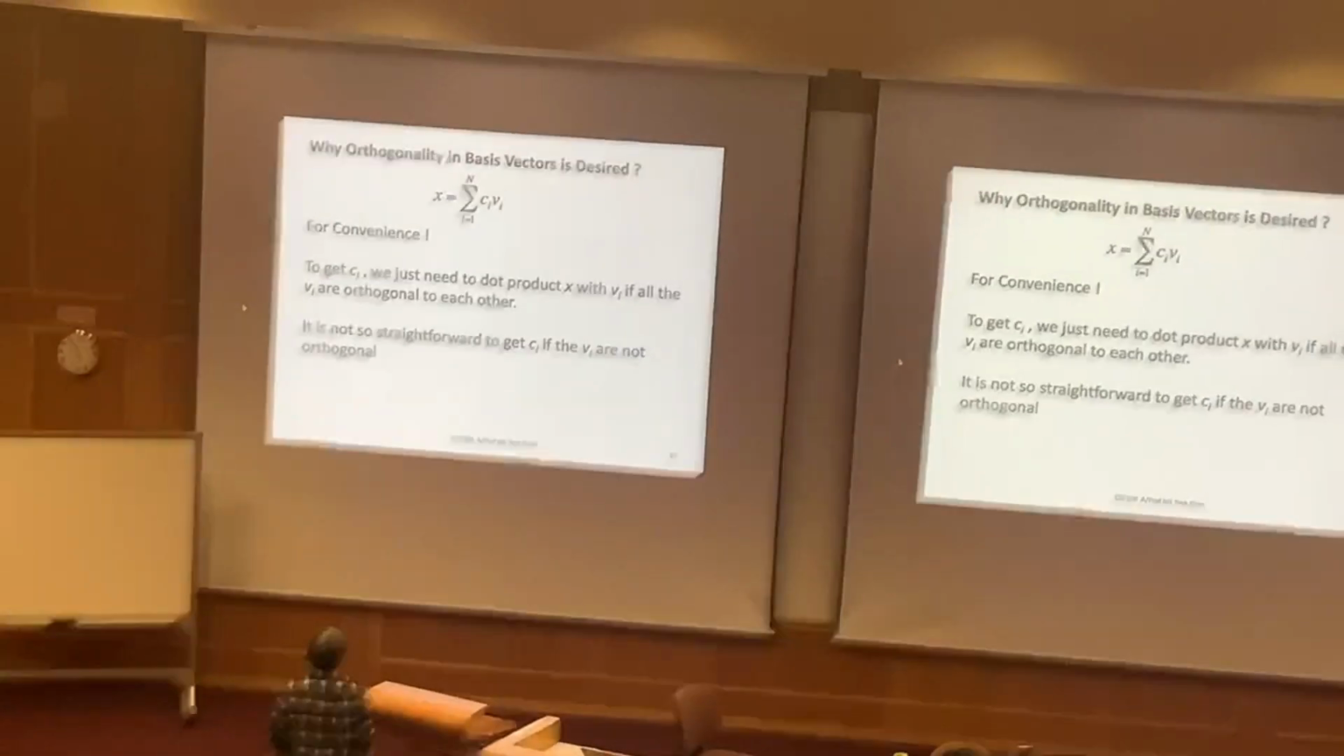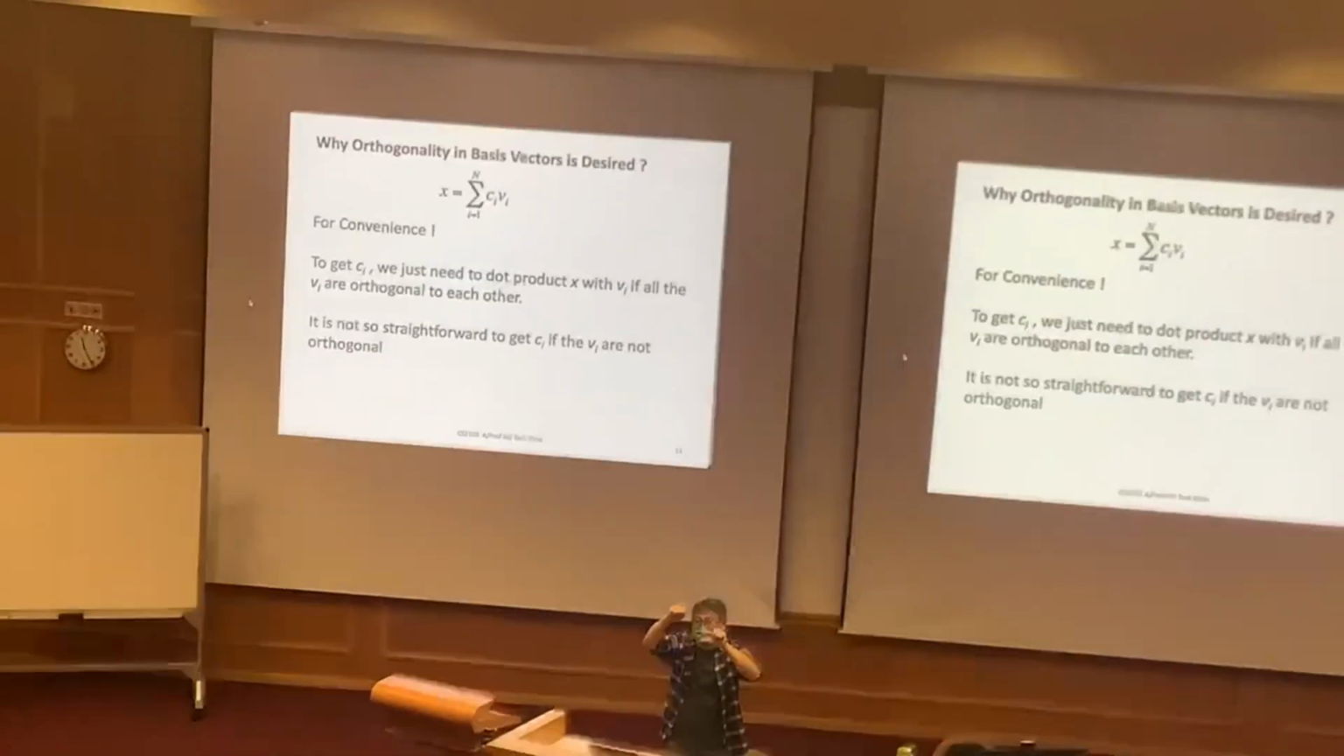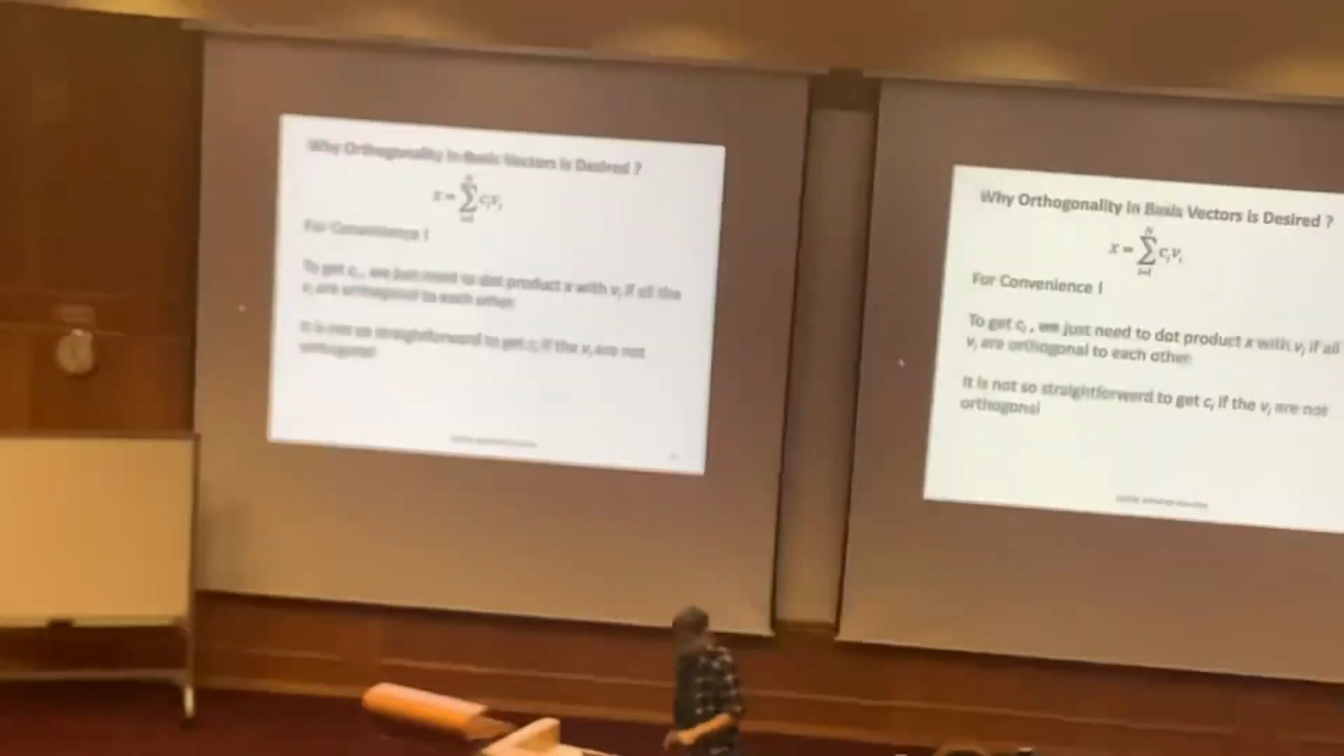Now, the reason you want the basis vectors to be orthogonal to each other is that if you're given any point, it's very easy for you to read off the coordinates of the point. Because they're orthogonal, you just need to do a dot product.